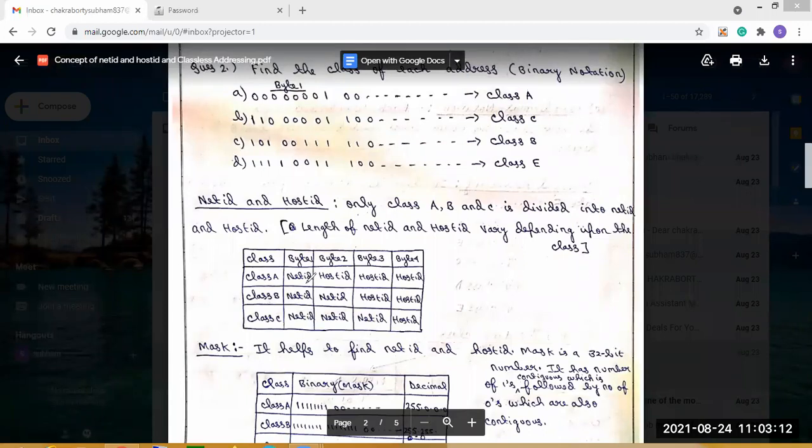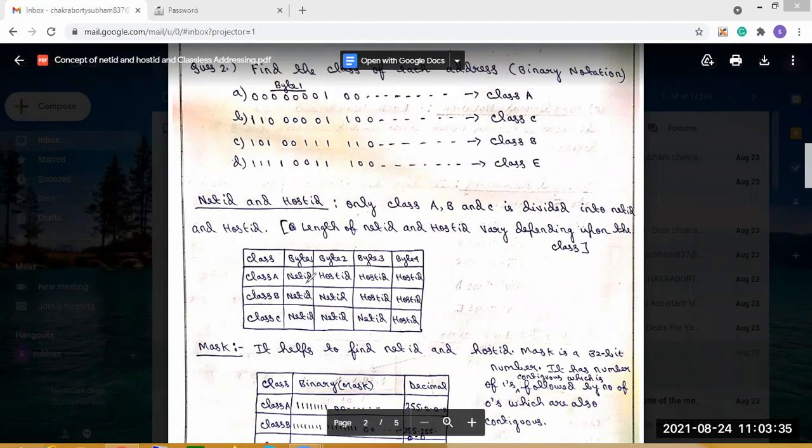This is the table of the net ID and host ID, and according to it, it is prepared. Now we'll move to the concept that is mask. Now, what is the mask? Mask is used to help to find the net ID and host ID.